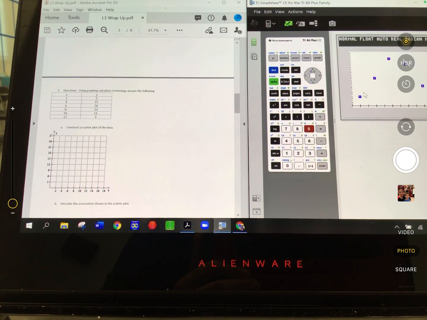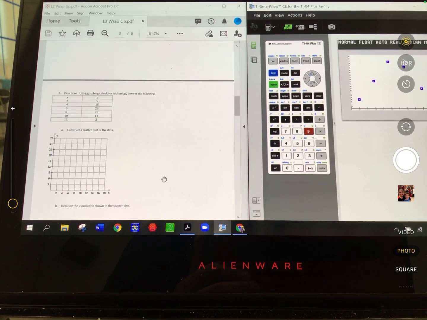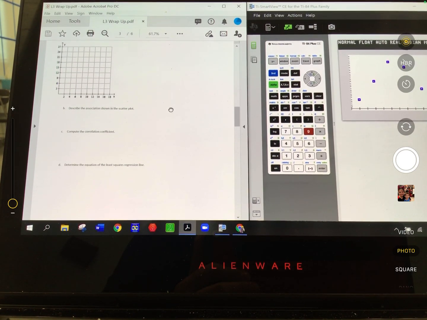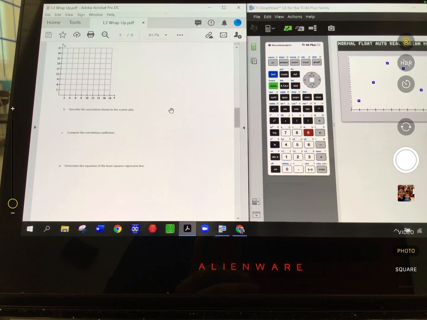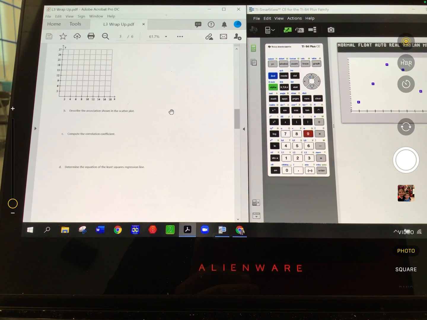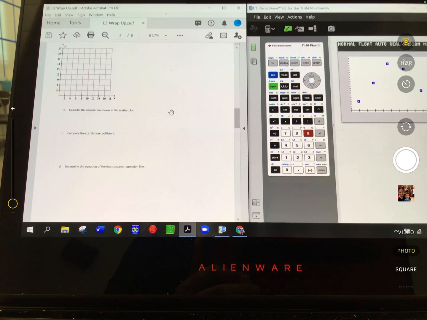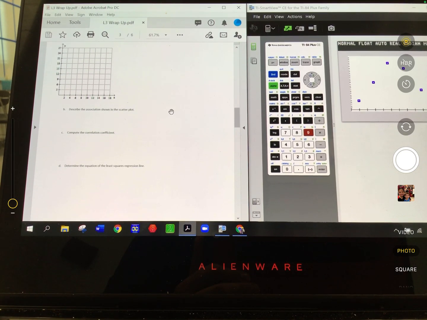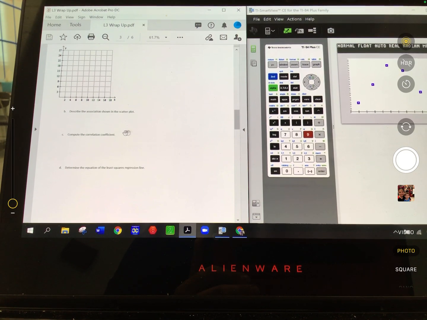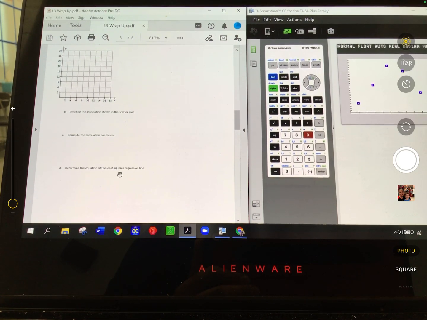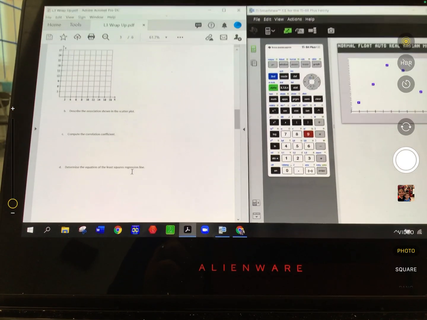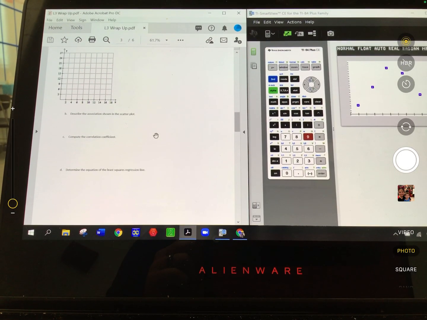So on this one here, I would say for part B, describe the association shown in the scatter plot. It does not appear to have a linear association there. If anything, it appears to be, say, quadratic. But then we're going to go ahead and calculate the correlation coefficient and the least squares regression line. We can still make one. It just may not be great.